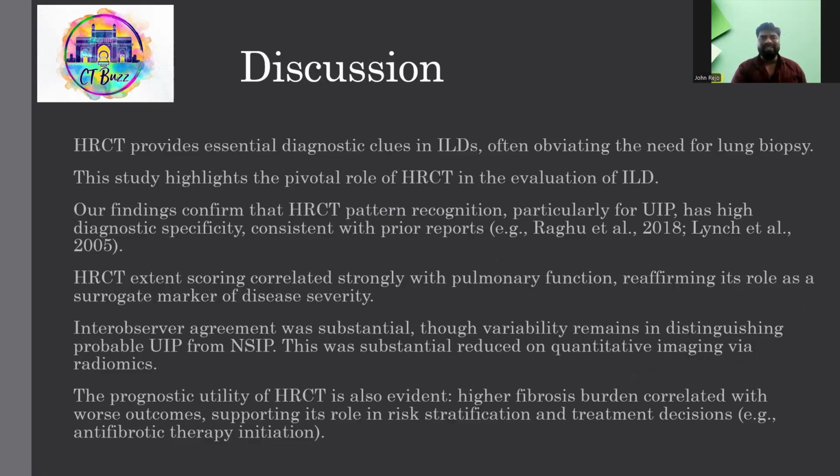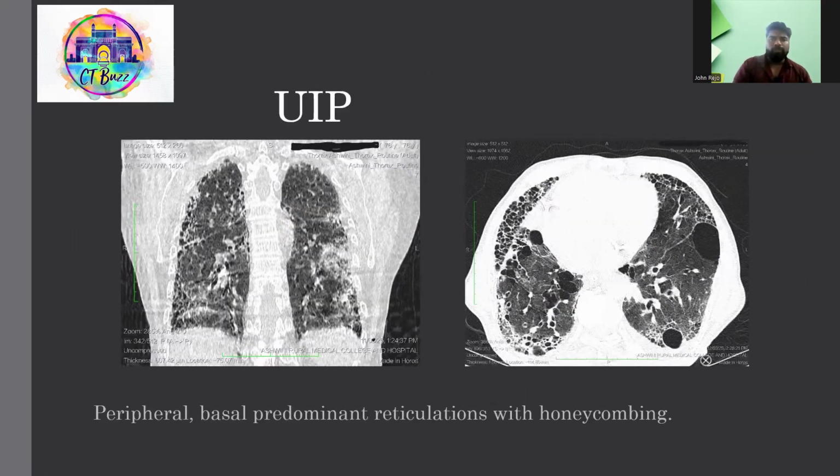Discussion: HRCT provides an essential diagnostic clue in the evaluation of ILDs. Our findings confirm that HRCT pattern recognition, particularly for UIP, has very high diagnostic specificity, consistent with prior reports and studies like Raghu et al. in 2017 and Lynch. HRCT extent scoring correlated strongly with the pulmonary functions. Inter-observer agreement was also substantial, and the prognostic utility was also evident. So we see here the actual images of the patients we had.